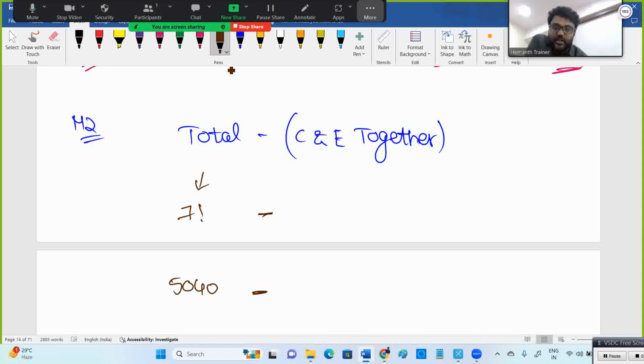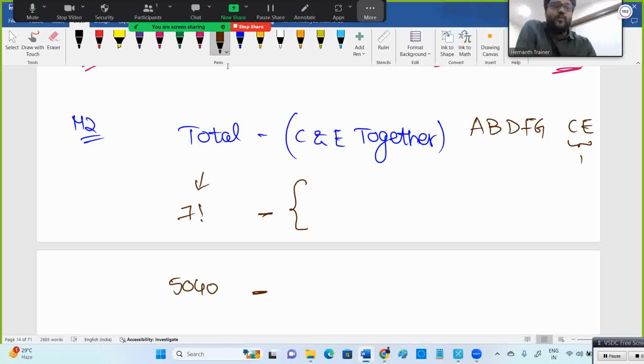Minus C and E together. If C and E are together, they should be taken like 1 unit. A, B, D, F, G is 5 units. C and E are together, they are always like one group, taken as 1 unit. Here 6 units in total, so 6 factorial ways. That C and E can be arranged in 2 factorial ways.